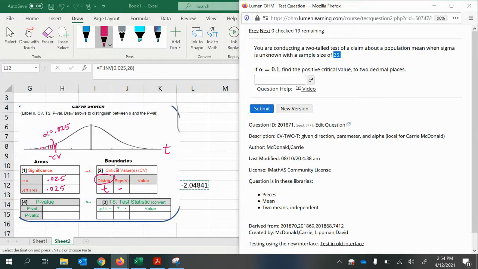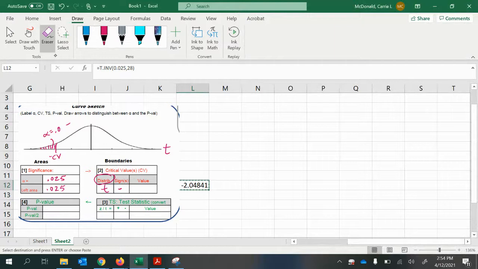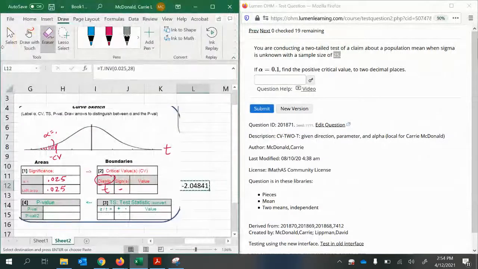So the only changes I need to make here on my sketch, I need to change my alpha to 0.1. And since this is a two-tailed test, we're going to have to split that up into 2 pieces. So we're going to have 0.05 on each side. So we're going to have a positive critical value and a negative critical value with an area of 0.05 in the left tail and also an area of 0.05 in the right tail.